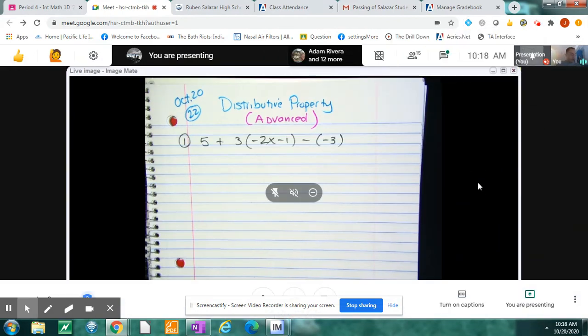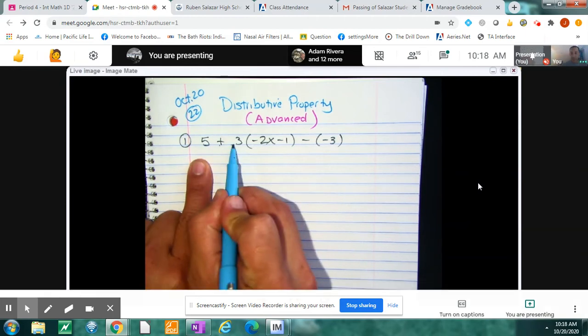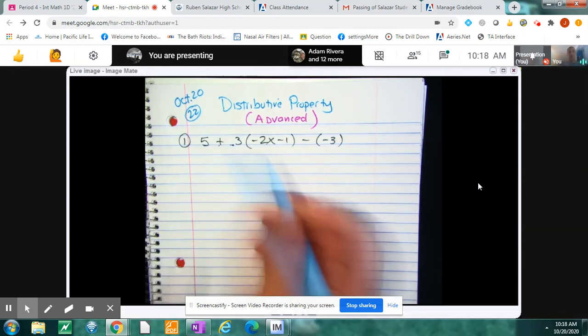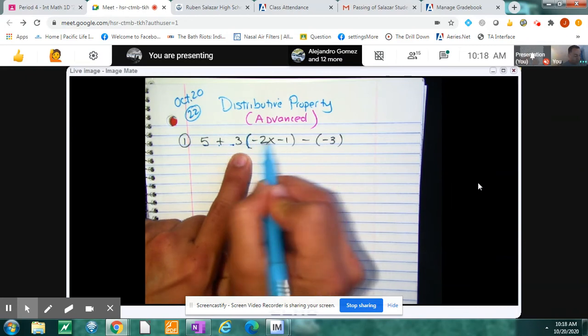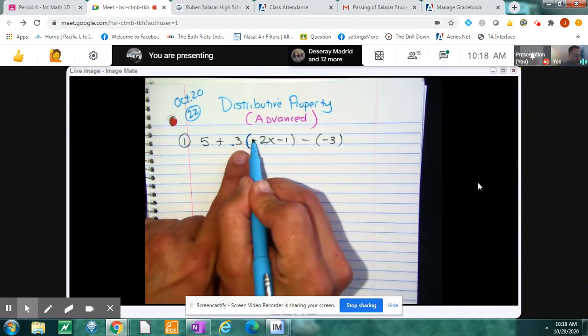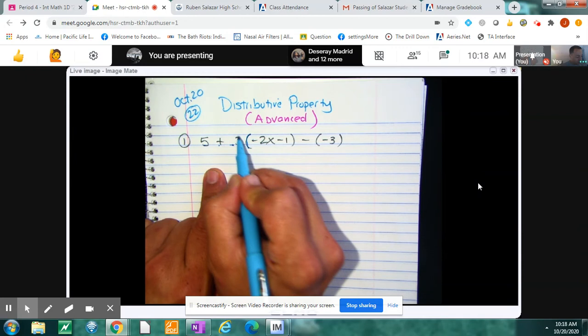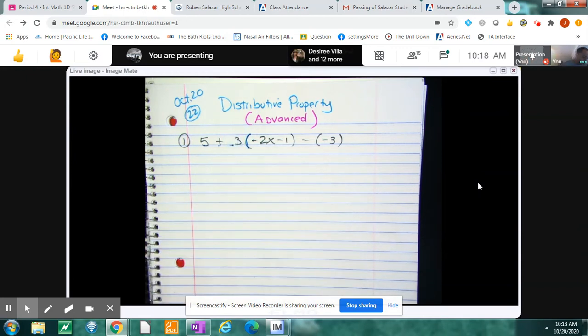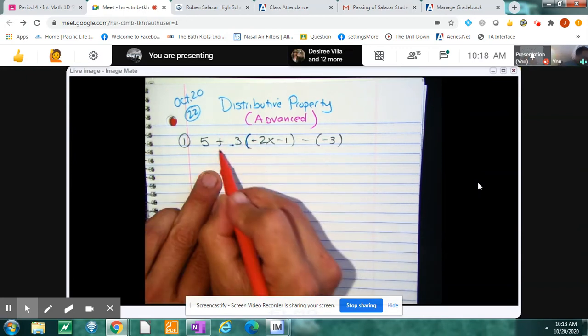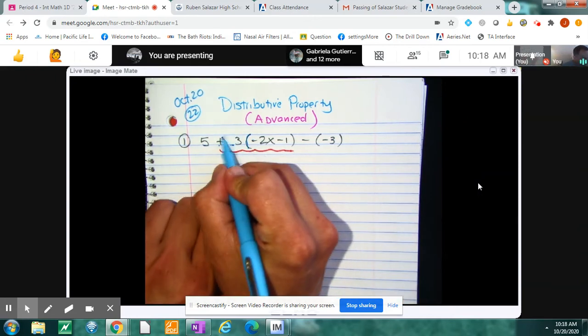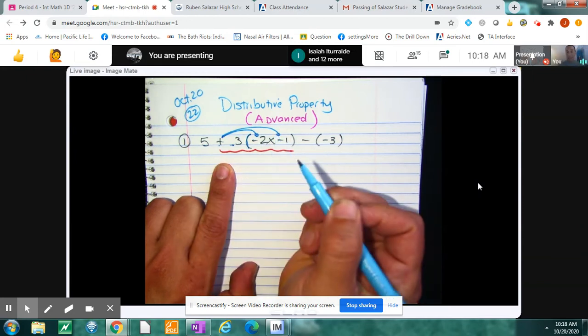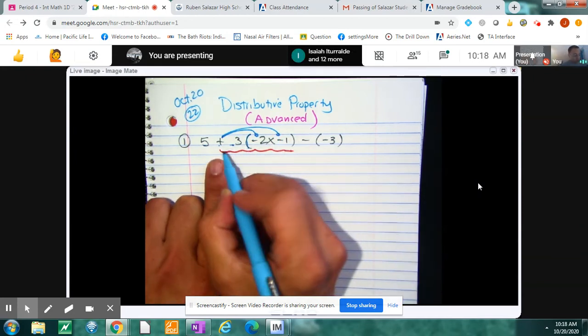All right, so what do we do? Do you do 5 plus 3 right here, 8? No, you don't do that because the 3 has a parenthesis. You have to do 5 plus 3 times all this. So you have to do the distributive property first. Here we're going to do the arrow. Remember, that means multiplication. So do the sign first.